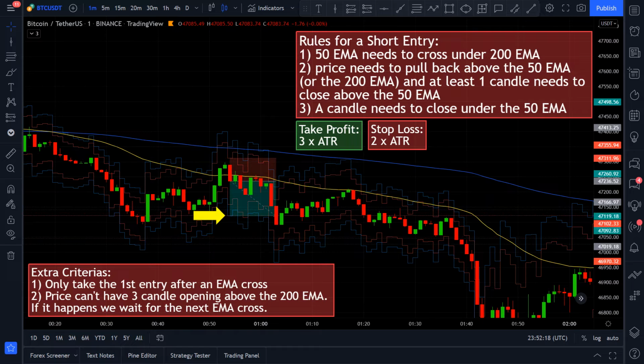I hope every rule is clear. If not, feel free to ask me down in the comment section. And now let's see the 100 trade backtest.